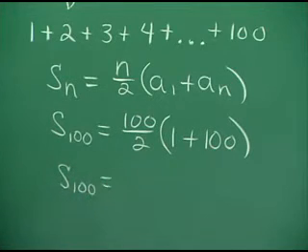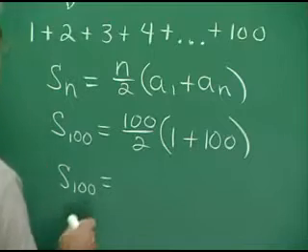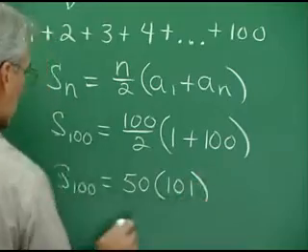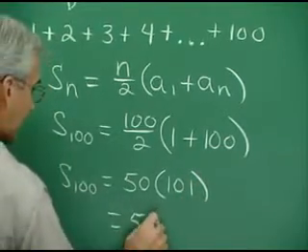So the sum of the first 100 integers, starting with 1, would be 50 times 101, which turns out to be 5,050.